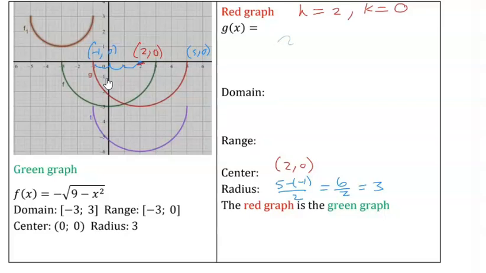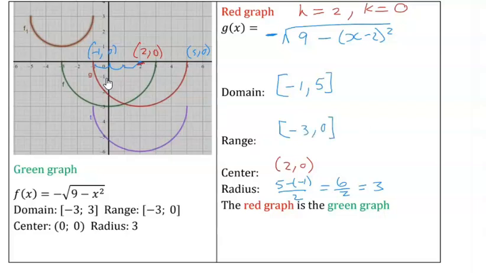Let us do it. So I know I've got the lower half, so there must be a minus before the square root. The radius is 3, so I write 9 minus (x minus 2) squared, and I don't write the plus 0. So that is my equation for my red graph. The domain from the graph, we see it starts at minus 1 and it ends at 5. And the range starts at negative 3 and it ends at 0.